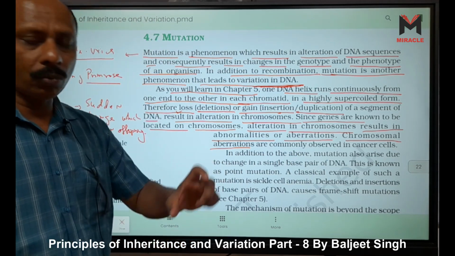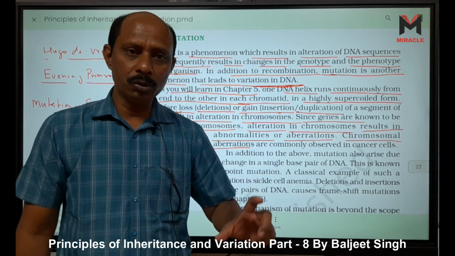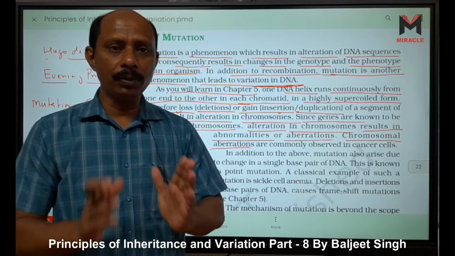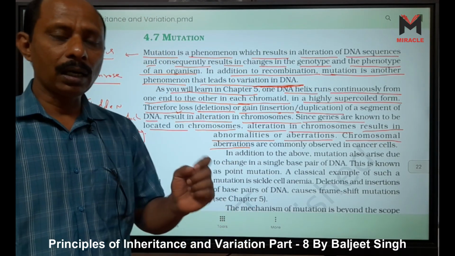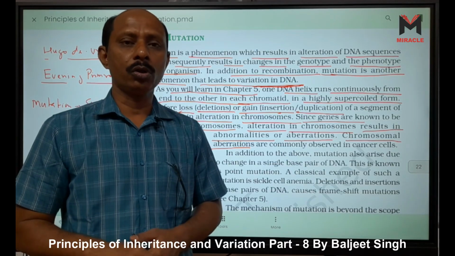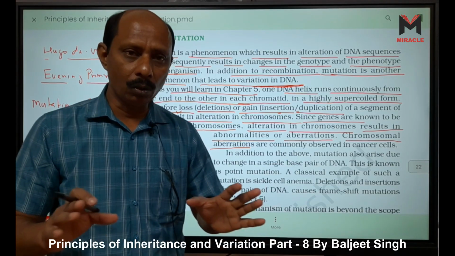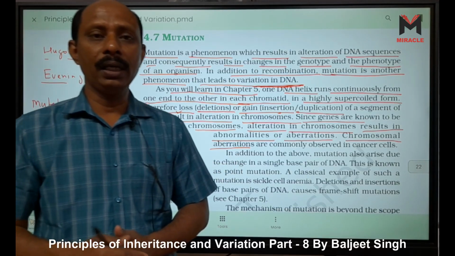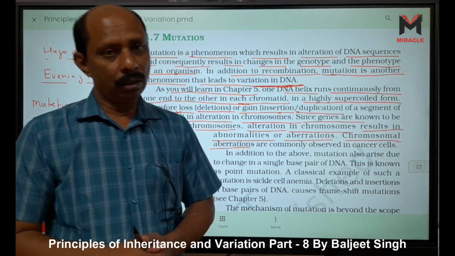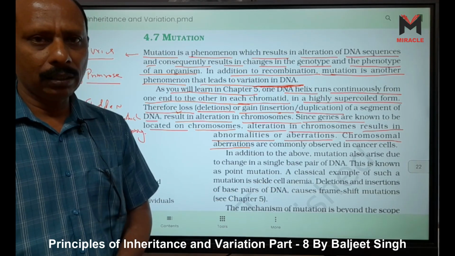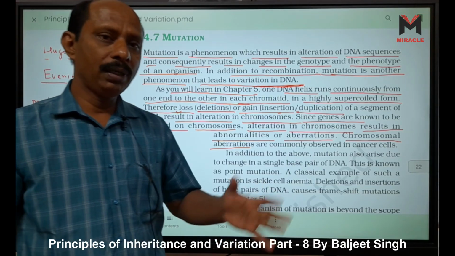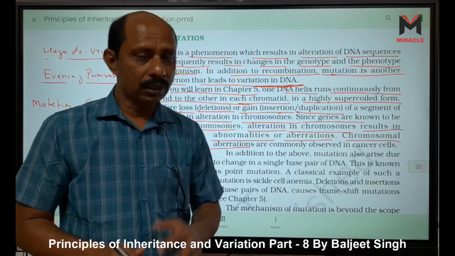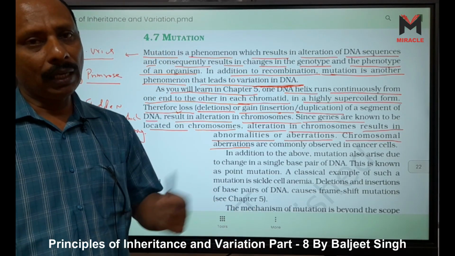Deletion means in a single chromosome. Inversion means single chromosome. Duplication means between homologous chromosomes, and translocation means between non-homologous chromosomes. That's why translocation, a type of chromosomal aberration, is also called illegal or illegitimate mutation, right? And gene mutation, two types we will discuss here: substitution or point mutation, and frame shift mutation, okay?